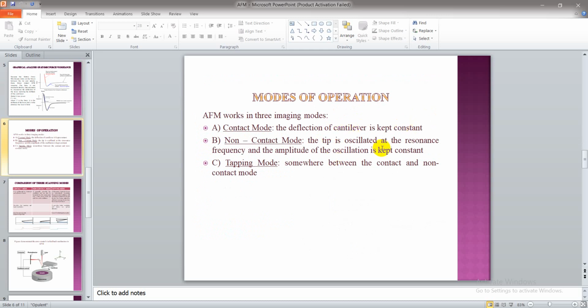In non-contact mode, the tip is oscillated at a resonance frequency and the amplitude of oscillation is kept constant. So here we can see the deflection of the cantilever is constant. Here the oscillation is constant. Amplitude of the oscillation is constant. Our tapping mode, or we can say intermittent mode, is somewhere in between contact and non-contact mode. So we used to prefer this mode.